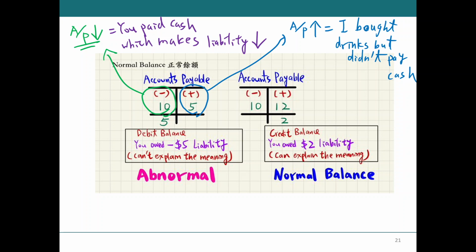Any questions? Based on this, could you explain the meaning right here? Second case. I have the liability, $12. So my liability increased $12. At the same time, my liability decreased $10. Okay? Based on case 1 and case 2. Case 1, you find out the ending balance $5 on debit side, left side. Case 2, you find out $2 on your credit side, your right side. These two cases, which one is normal, correct? Which one is not?